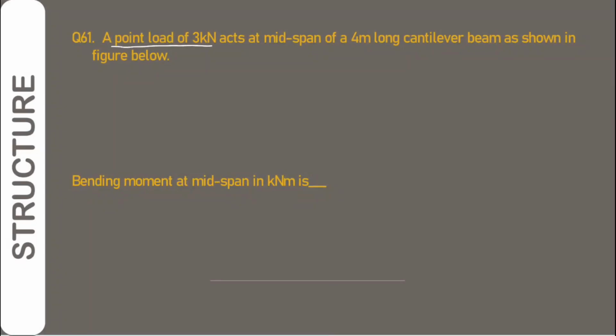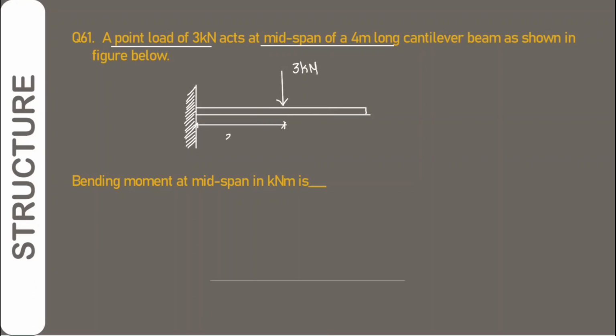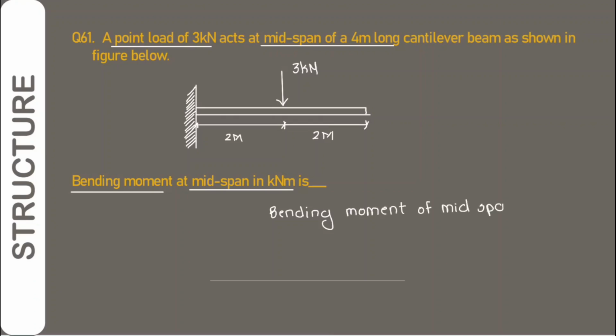A point load of 3 kN acts at the middle span of a 4-meter long cantilever beam as shown in the figure. So let's consider this as a cantilever beam with the load of 3 kN in the center. This distance will be 2 meters and the remaining will be 2 meters. What we have to calculate is the bending moment at middle span in kilonewton meter. So the bending moment at mid span will be M is equal to F into l, that is, F is the force applied and l is the distance from the cantilever. So it will be 2 meters. So the bending moment at mid span will be 6 kilonewton meter.